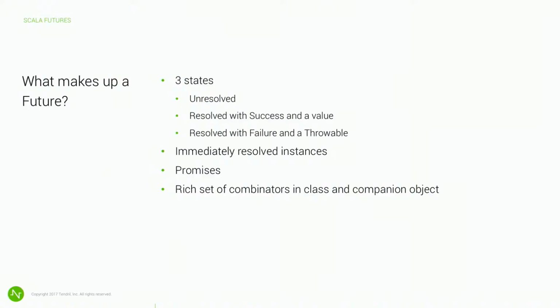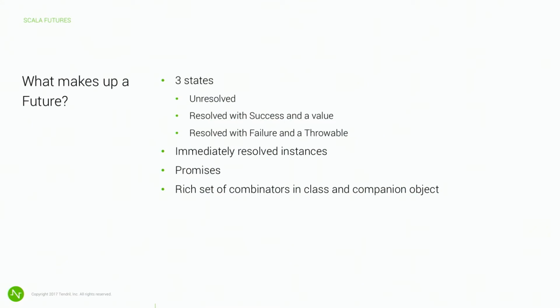So let's start with Scala standard future. What makes up a future in Scala? Basically, we've got 3 states that a future can be in. It can be unresolved, resolved successfully and it has a value, or resolved with failure and it has some sort of throwable associated with it. We have an ability to make immediately resolved futures for the purpose of chaining together pipelines: futures which are immediately resolved successfully, and futures that are immediately failed.